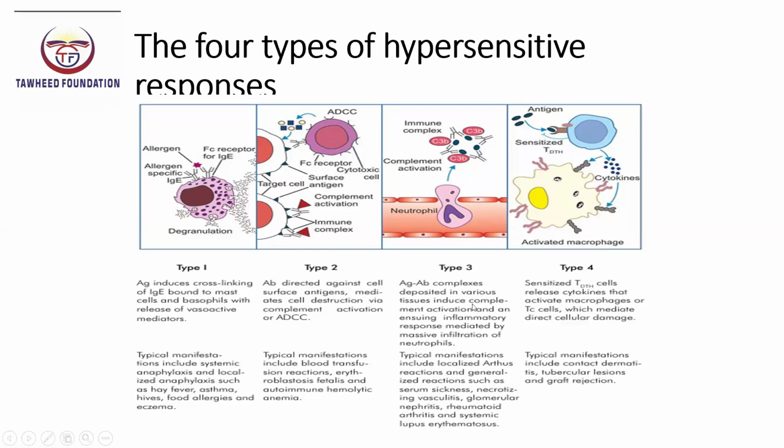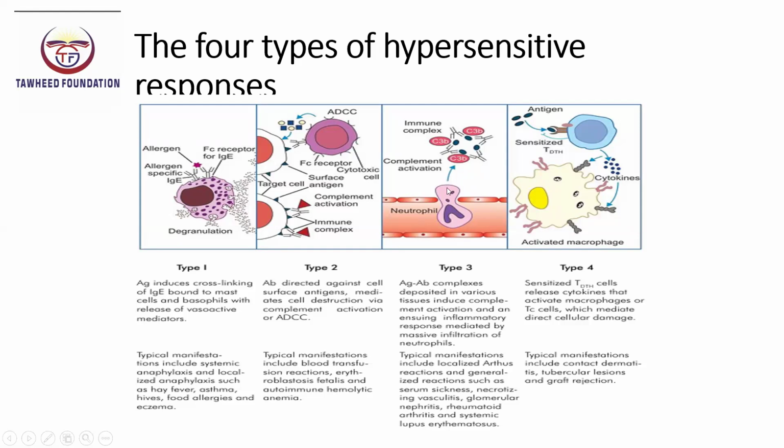Next is type 3, immune complex mediated hypersensitivity. Type 3 hypersensitivity occurs when antigen-antibody complexes form in the circulation and get deposited in various tissues, especially in the blood vessel walls, kidneys, joints, and skin.